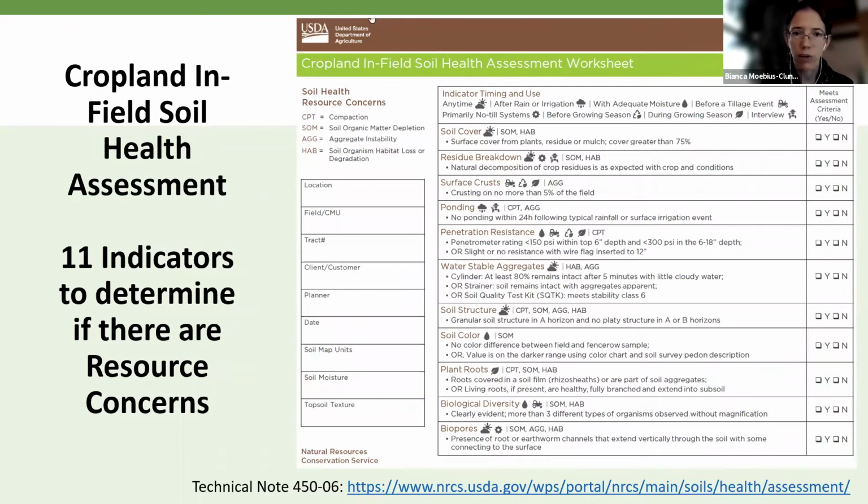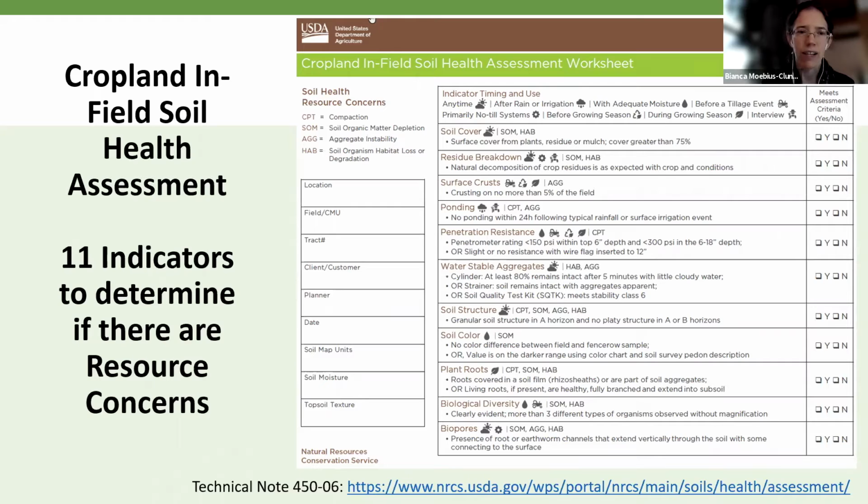It also has in it a worksheet. I know this is small and you can't read it all. What I'm going to say about it is, when you see that worksheet, there's information about what time of year or in what kind of system you might want to do different ones of these indicators, because some of them work really well right after a rain. Some of them do not. Some of them are really only for no-till systems, and some of them can be used in any system. And this gives you information about that.